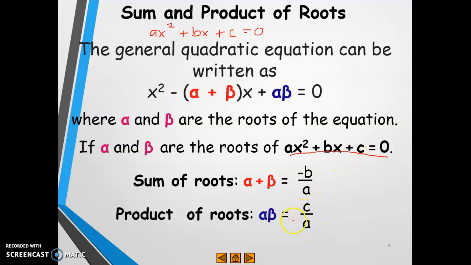So basically, if you're given the roots only, you can use these two formulas: for the sum, alpha plus beta, and for the product, alpha times beta. Now, if you're given the quadratic equation in standard form, you have to use this one. This is for the sum, negative b over a, and this is for the product, which is c over a. Okay, so let's go to the examples.